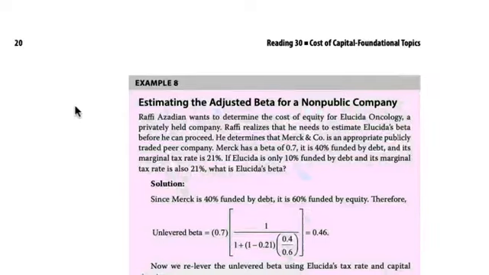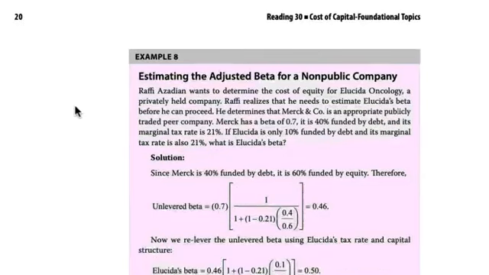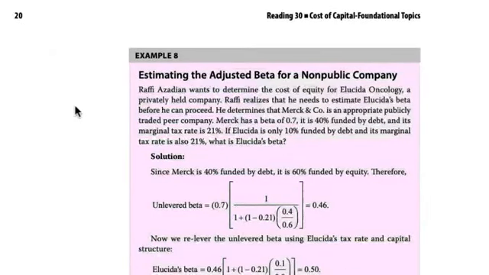Rafi realizes that he needs to estimate Elucida's beta before he can proceed. He determines that Merck & Company is an appropriate publicly traded peer company. Merck has a beta of 0.7, 40% funded by debt, and its marginal tax rate is 21%. If Elucida is only 10% funded by debt and its marginal tax rate is also 21%, what is Elucida's beta?